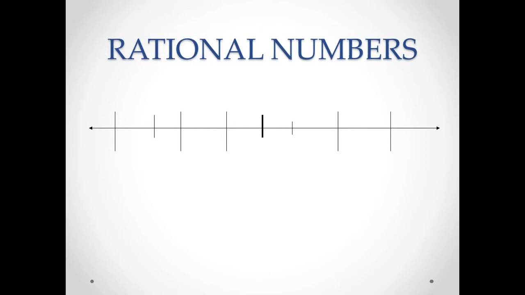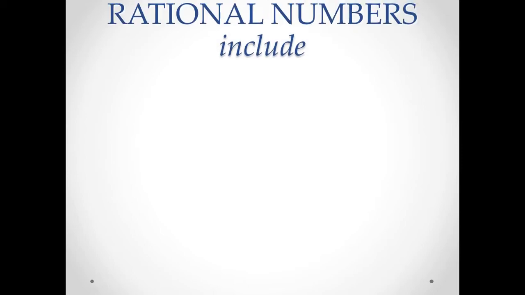Then come the rational numbers. Now what are the rational numbers? The numbers which include natural numbers, whole numbers with the 0, integers with the negative and positive, and also the fractions and decimals. So all these numbers are called rational numbers.